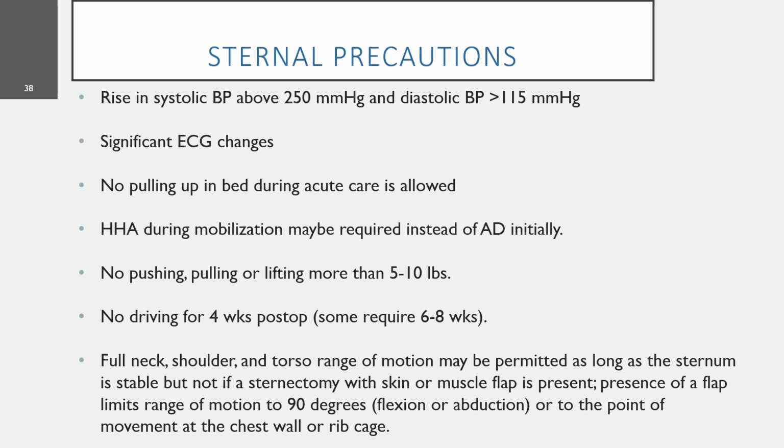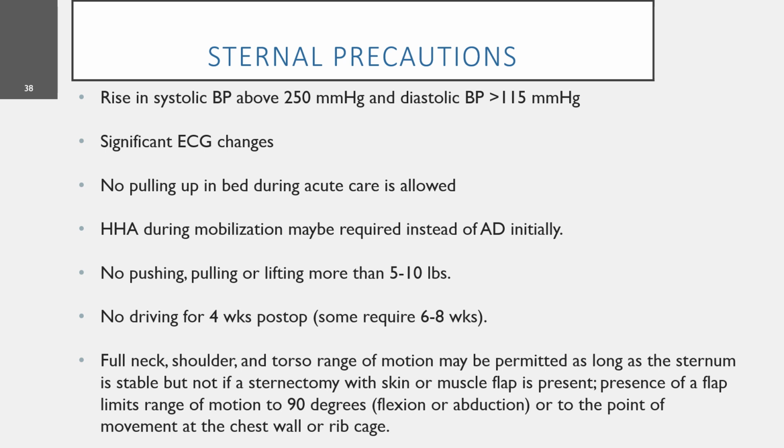Sternal precautions include a rise in systolic blood pressure above 250 or diastolic above 115, significant ECG changes. No pulling up in bed during acute care is allowed. Handheld assist during mobilization may be required instead of an assistive device, at least initially. No pushing, pulling, or lifting more than 5 or 10 pounds. No driving for 4 weeks post-op. Some may require 6 to 8 weeks.